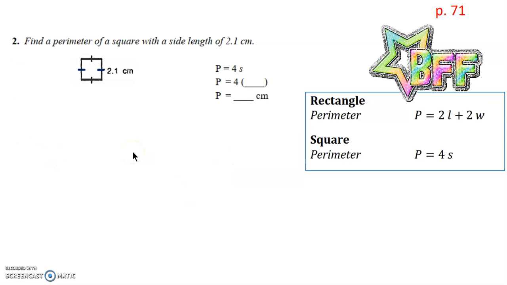So even though we know we can add 4 sides of a square, it's really good for us to use our perimeter formula. It's going to help us down the line. So the perimeter of a square is 4 times the side. Each side is 2.1 centimeters. So the total perimeter is going to be 8.4 centimeters here.